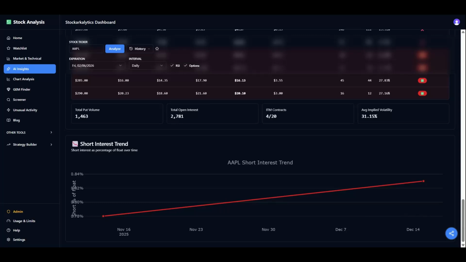So that's the options tab: distributions for calls and puts, the full chain with liquidity and positioning, and a short interest trend check. And that completes the full AI Insights dashboard walkthrough, overview through options. That's the AI Insights tab.